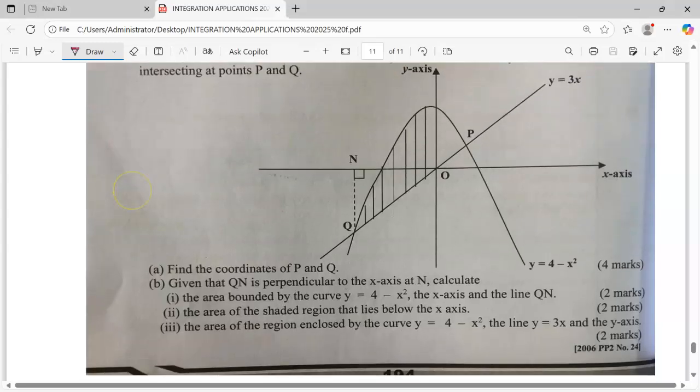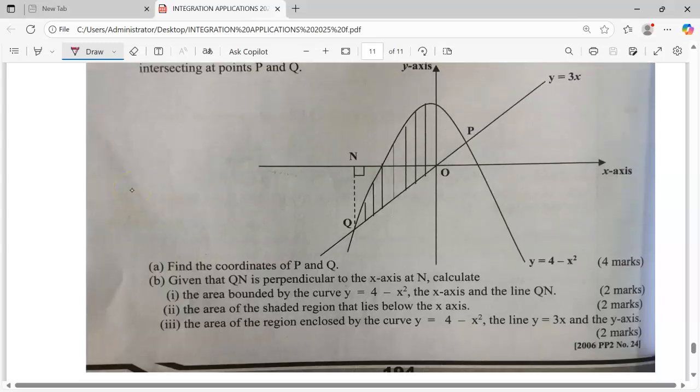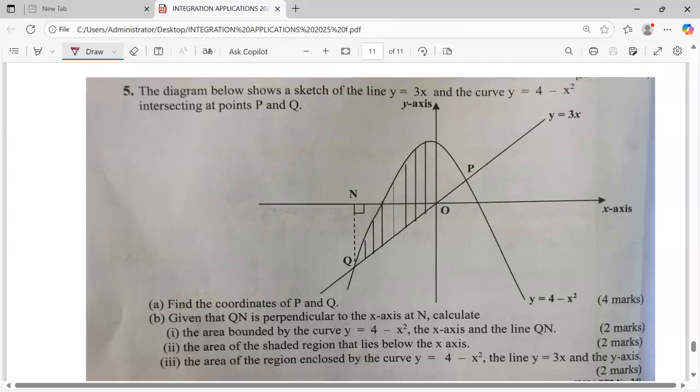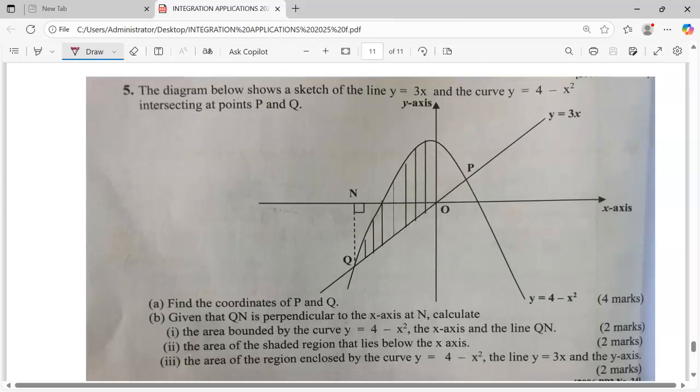We are presenting a question that was done in K.C.S.E 2006 paper 2 question number 24, a question from application of differentiation and integration. And the question we have reads, the diagram below shows a sketch of the line y is equal to 3x and also y is equal to 4 minus x squared intersecting at points P and Q. We have been told to find the coordinates of P and Q, that is part A.